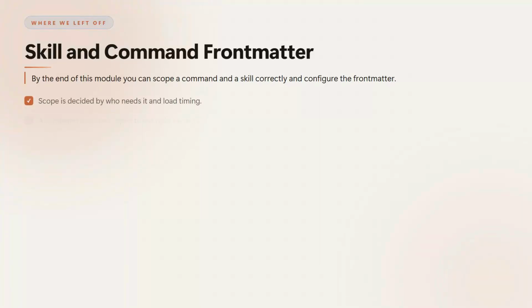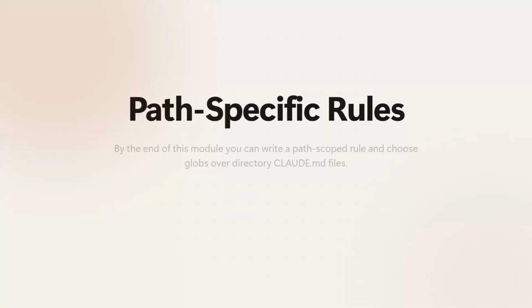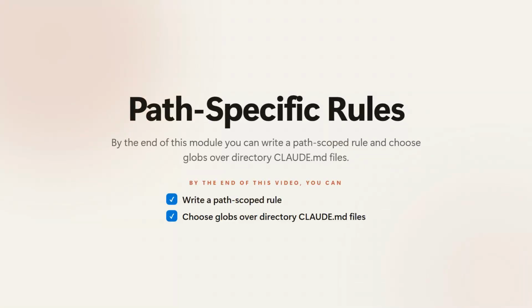You've locked in how to scope a command or skill and set its Frontmatter so it loads for the right persona at the right time. Now we're going to narrow that control further with path-specific rules. Instead of a blanket CLAUDE.md at the folder level, you'll use glob patterns to attach rules only when certain files or directories are in play. This gives you lighter, more surgical guidance that activates exactly where it's needed and stays out of the way everywhere else. By the end of this module, you can write a path-scoped rule and choose globs over directory CLAUDE.md files.